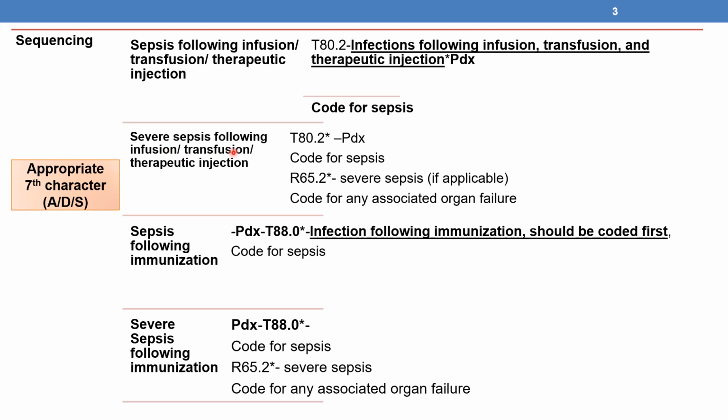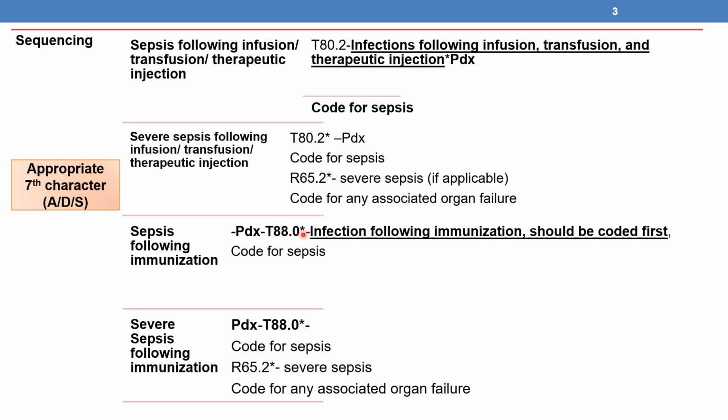Next, for severe sepsis following infusion, transfusion or therapeutic injection, the PDX should be from category T80.2 followed by code for sepsis and followed by R65.02 subcategory to indicate severe sepsis, and additionally code for any associated organ failure must also be coded. Next, coming to sepsis following immunization.